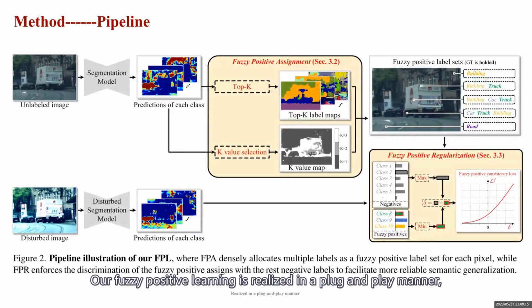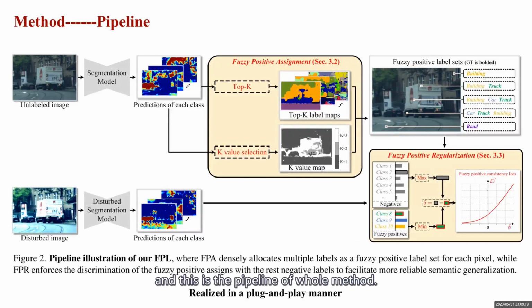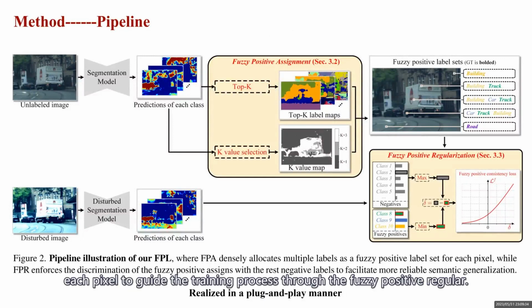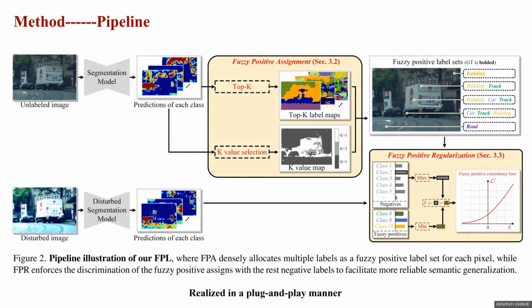Our fuzzy positive learning is realized in a plug-and-play manner, and this is the pipeline of the whole method. The original and disturbed unlabeled images will be fed into the model respectively as usual. The critical difference is we designed the fuzzy positive assignment module to generate fuzzy positive label sets for each pixel to guide the training process through the fuzzy positive regularization.